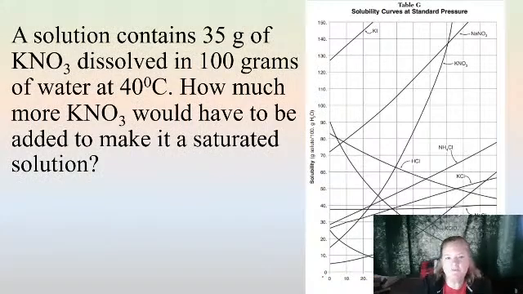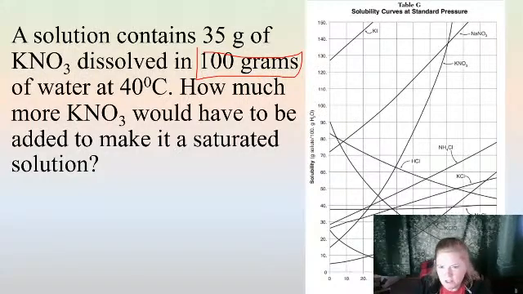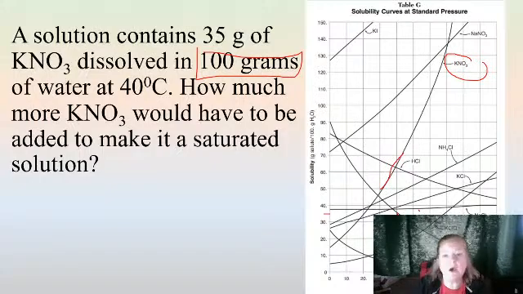A solution contains 35 grams of KNO3 dissolved in 100 grams of water. Beautiful, love it, means I can use the graph at 40 degrees Celsius. So let's just find where we are. 40 degrees Celsius, right? 35 grams, so that's halfway between here. So we'll say right about here, right? And what line are we looking at? KNO3. So first let's look where we are. Where is this point compared to this line? It is under. So right now it's unsaturated.